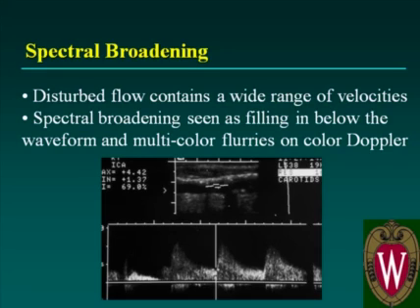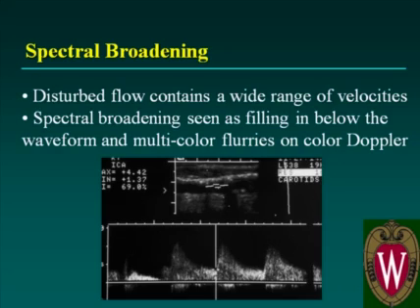If, however, you don't see parabolic or laminar flow, you are in a condition known as spectral broadening. This indicates disturbed flow with a larger range of velocities, and again a filling in of this spectral or acoustic window, because now we have representative blood cells moving at different velocities from baseline all the way to the peak envelope of velocities. Graphically, it's illustrated as a filling in of the spectral waveform here, and also as multiple color flurries on color Doppler imaging.